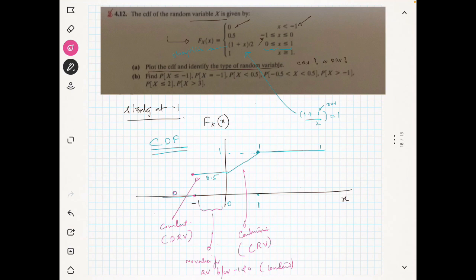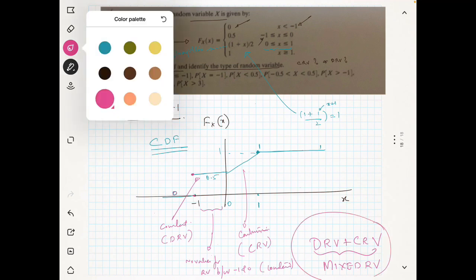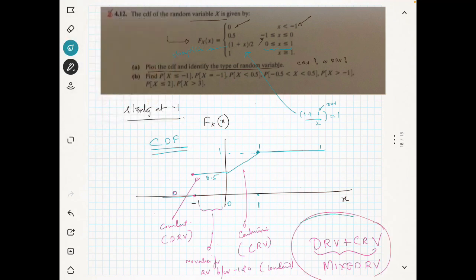So what you can see here, this is a continuous random variable. So it contains both a discrete random variable and a continuous random variable. So we will call this a mixed random variable. We can say it is a combination of discrete and continuous. This is a mixed type random variable. So that is the first part of the problem.